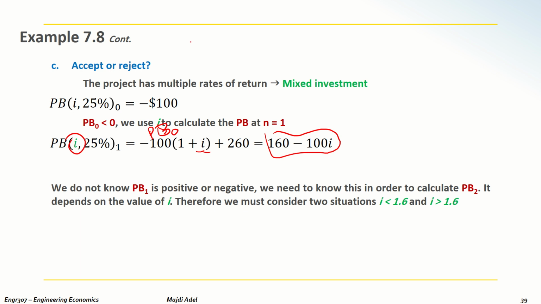Now, to move and calculate the project balance for n equals 2, we have to decide whether to use i, the internal rate of return, or to use the minimum attractive rate of return.